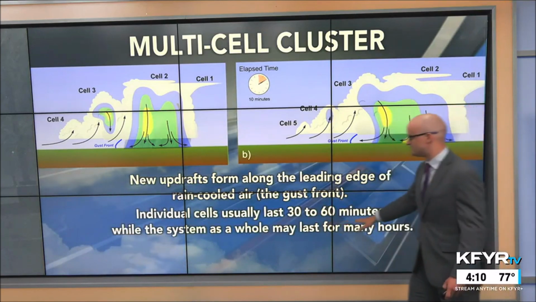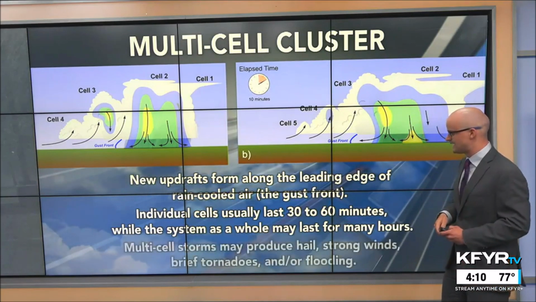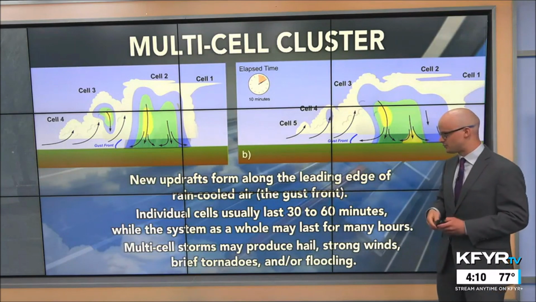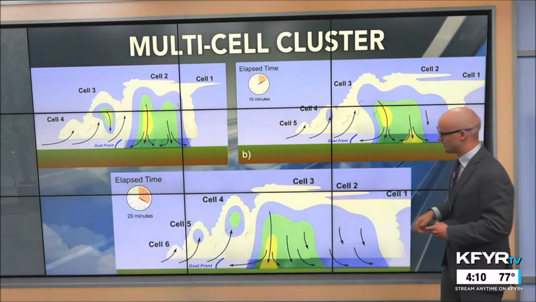And these individual cells usually last for 30 to 60 minutes, while the system as a whole can last for many hours. And these multi-cell storms can produce hail, strong winds, even brief tornadoes, and flash flooding if these storms go over the same areas for a prolonged period of time.